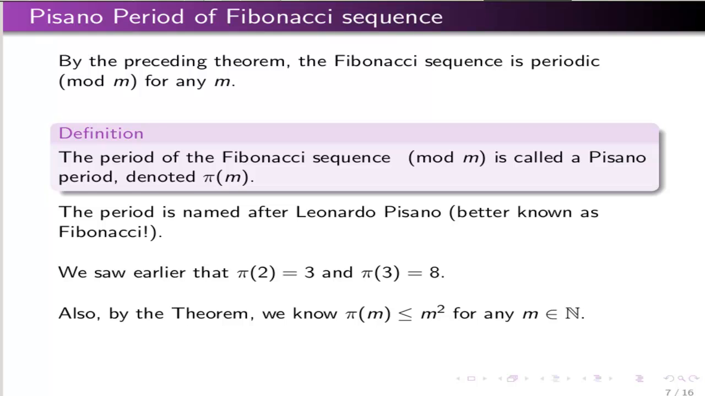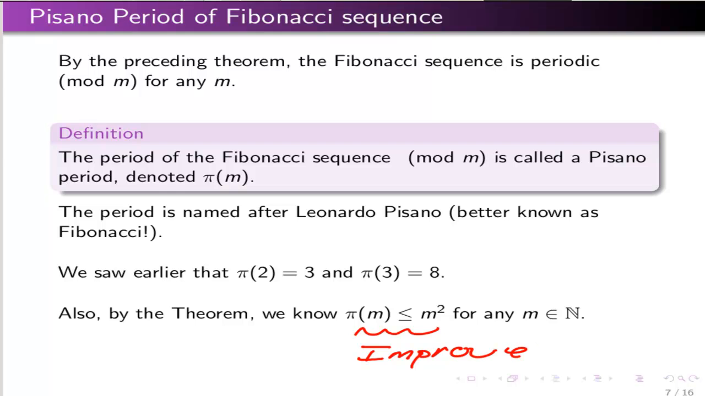Now, for the Fibonacci sequence, we give the period a special name. The period of a Fibonacci sequence mod m is called a Pisano period, denoted pi of m. The period is named after Leonardo Pisano, better known as Fibonacci. So we'd seen earlier that the Fibonacci sequence mod 2 was periodic with period 3, and mod 3 it had period 8, so pi of 3 is 8, and by the previous theorem pi of m is at most m squared. Okay, we want to improve on this bound right here.